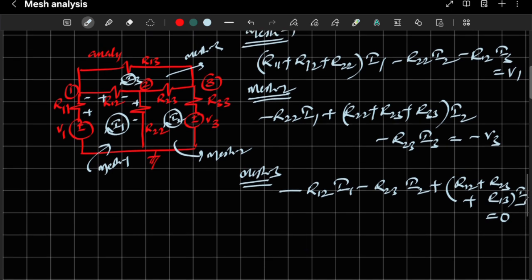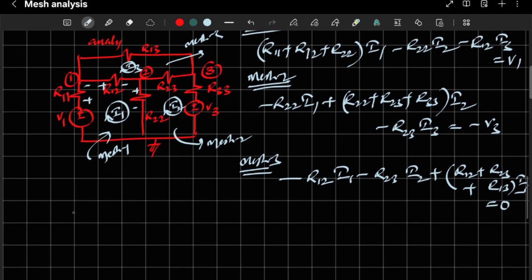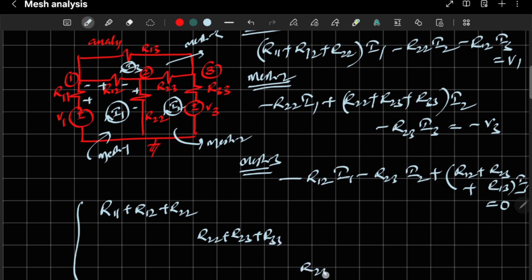Now these 3 equations we can write in matrix form also very easily. The diagonal elements are the sums of the resistances involved in mesh 1, mesh 2, and mesh 3. Then the non-diagonal elements, how to write these? It is the equation for mesh 1 KVL, mesh 2 KVL, and mesh 3 KVL.